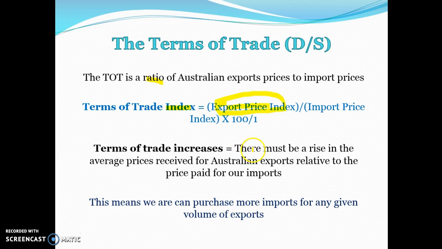The terms of trade will increase when there's an increase in the average price of exports relative to the price paid for imports. It has nothing to do with the quantity that we sell, but if the terms of trade increases, it means we can purchase more imports for any given volume of exports. So we're getting more money per export, therefore we can afford to buy more imports with each unit of exports sold.